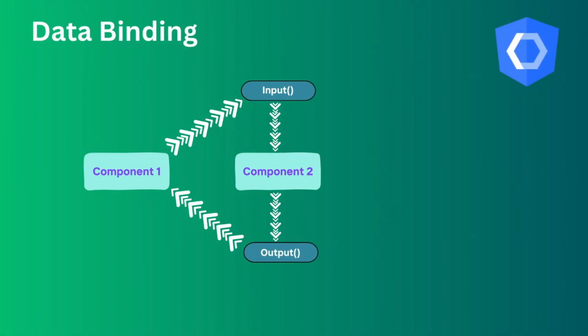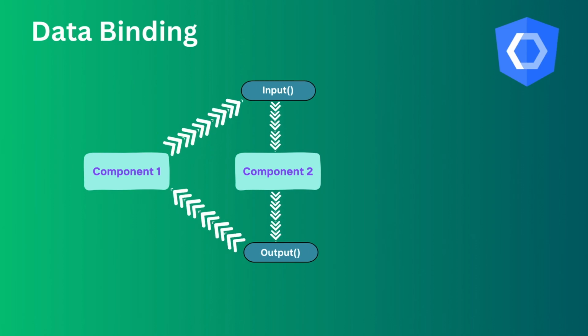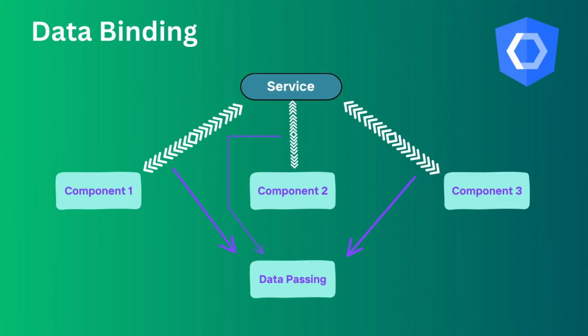In a real-world application, components often communicate with each other. Angular provides several ways to achieve this, including input and output properties as well as services. This mechanism enables seamless communication between your application's different parts, enhancing its overall functionality.